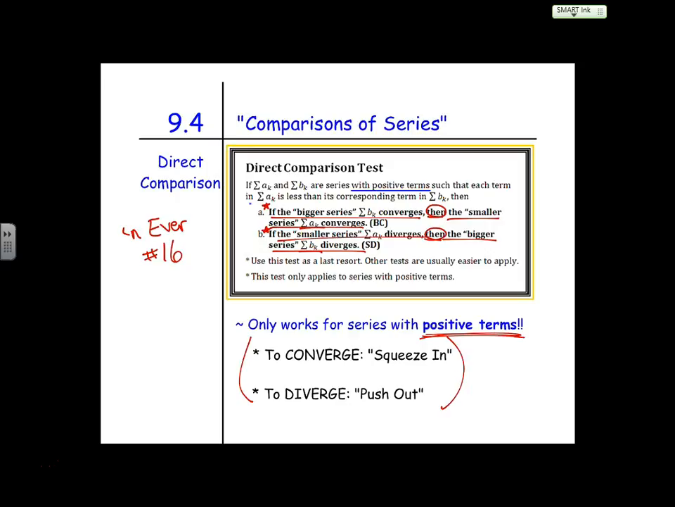So, with the direct comparison test, you can think BC: if the bigger converges, my series converges. If the smaller diverges, my series diverges. But if the bigger diverges, I know nothing. If the smaller converges, I know nothing.